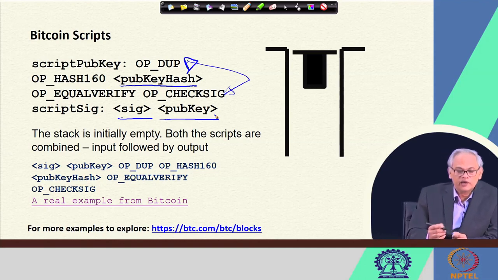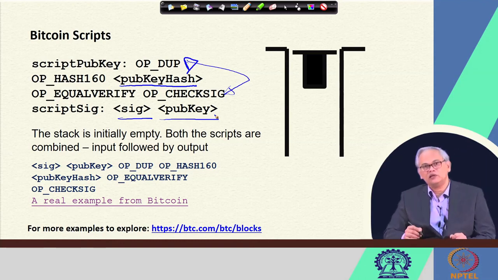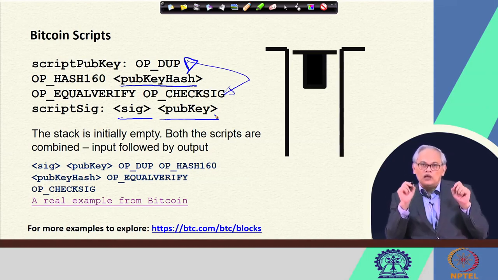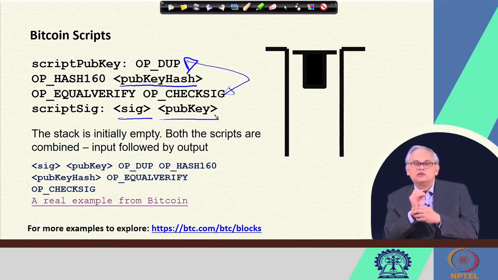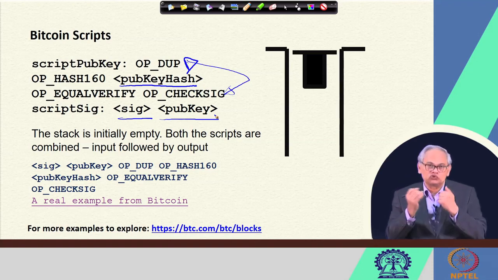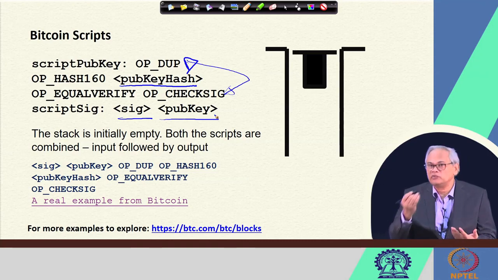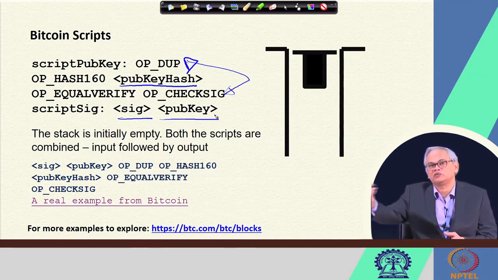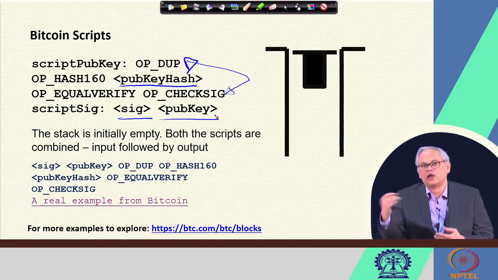So, what do we have? We have the script pub key and script sig, and now consider the situation that Alice has sent those 40 bitcoins to Bob, and now Bob is trying to claim those 40 bitcoins, and this claiming, as I said, would be when Bob would like to spend those 40 bitcoins, maybe by transferring say 30 bitcoins to Carol.